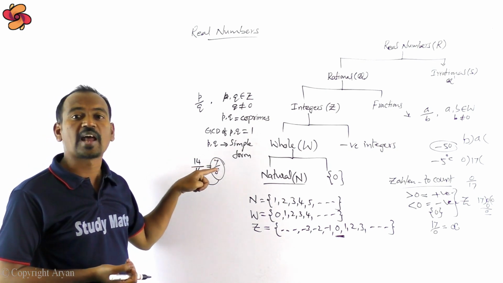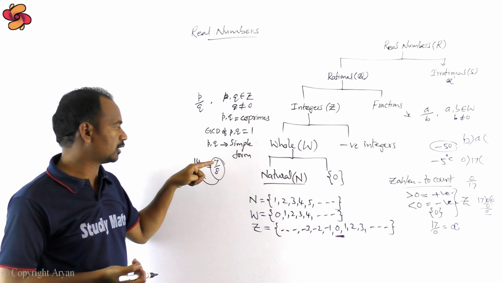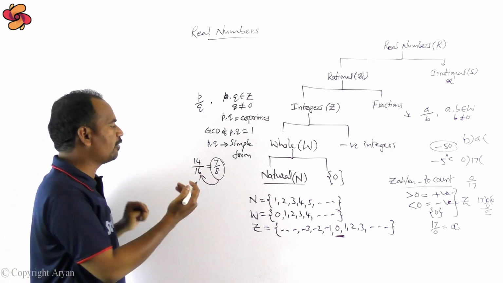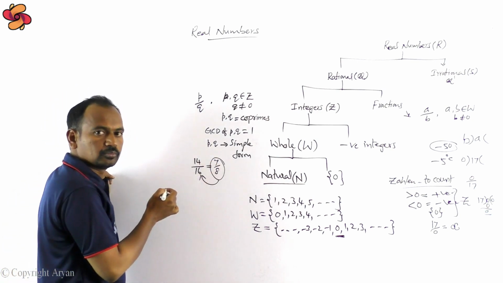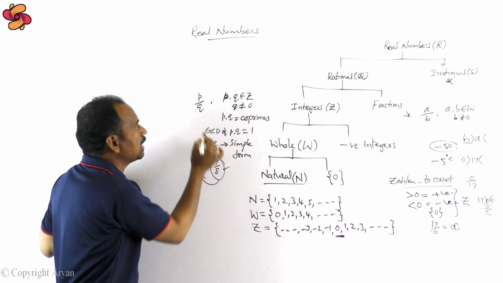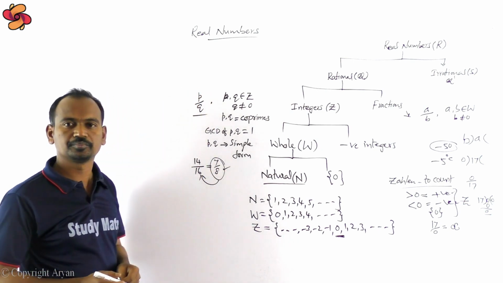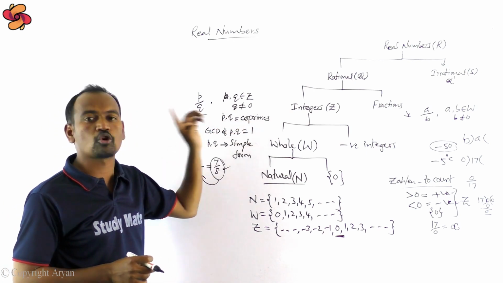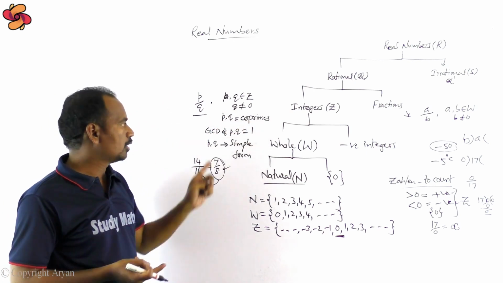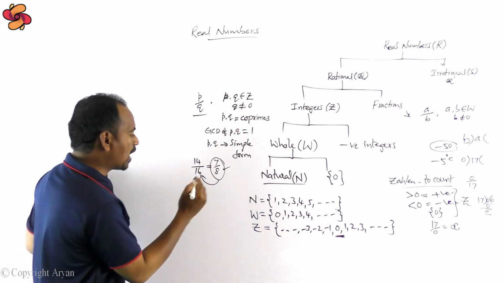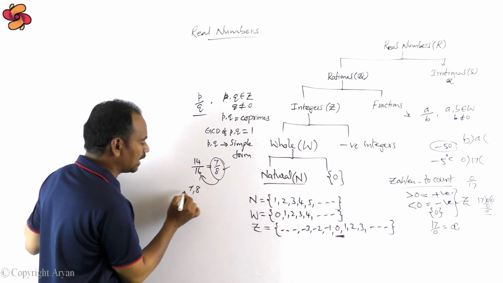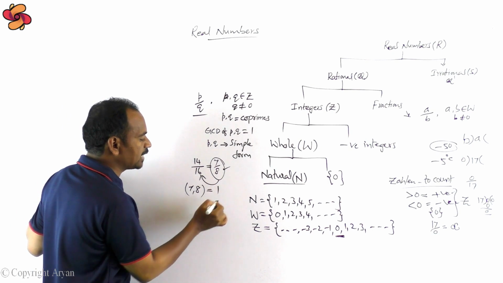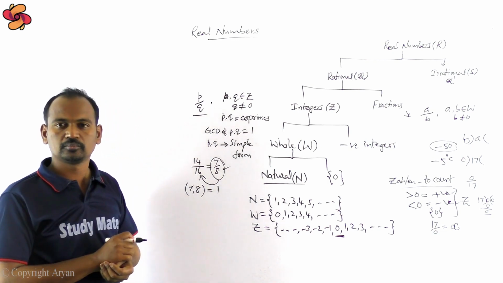Equivalent fraction. Isn't it? That's why every fraction will have a simple form. And here this is called a rational number. That's why this is the third condition: P comma Q must be co-primes, or else their GCD must be 1. Now what is the GCD of 7 comma 8? The GCD of 7 comma 8 is 1 only.